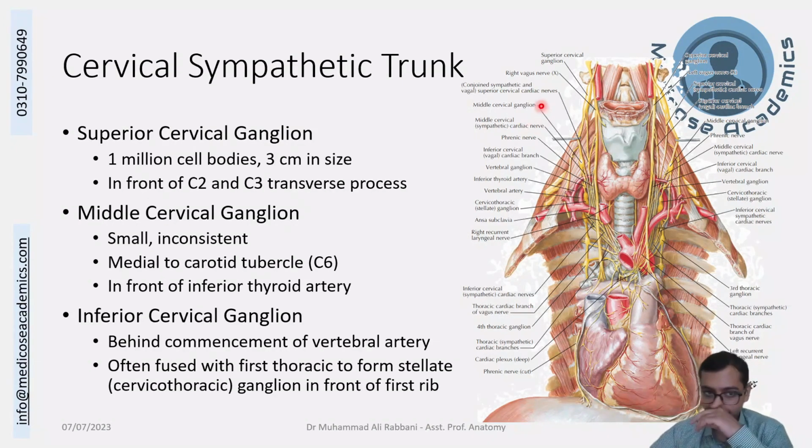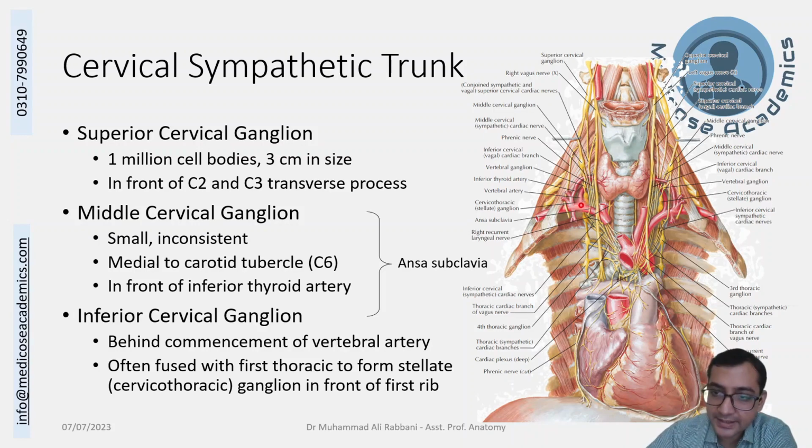Let's talk about the ganglia one by one. Ganglion 1, the superior cervical ganglion, is present in front of the cervical transverse processes C2 and C3. Here it is. The middle cervical ganglion is present at the level of the C6 transverse process. It is shown here. Behind it is the palpable Chassaignac tubercle, the carotid tubercle, and it is related to the inferior thyroid artery right here. The third one is the inferior cervical ganglion. It is present in front of the first rib, and it is behind the initial originating part of the vertebral artery.